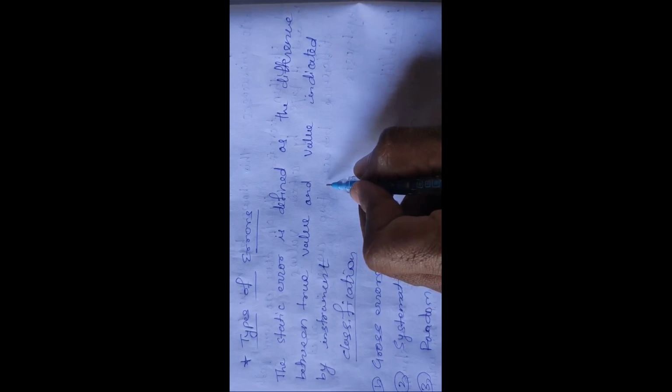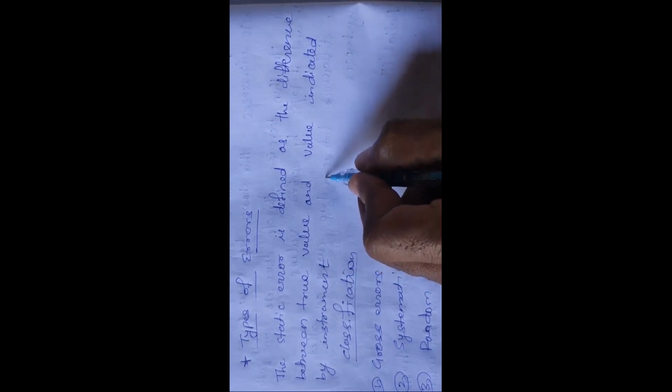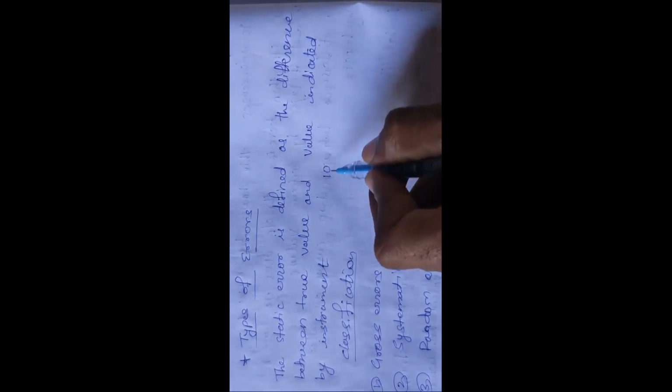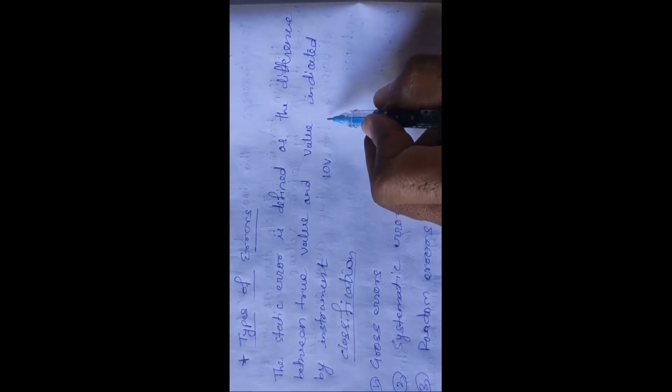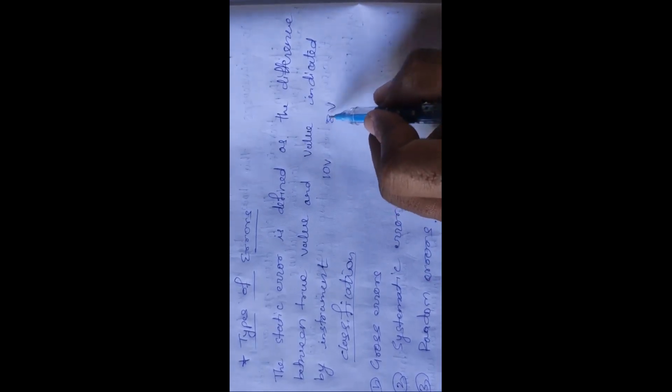The static error is defined as the difference between the true value and the value indicated by the instrument. For example, if your true value is 10 volts, but the measuring instrument reads 8 volts, the error will be 2 volts. That is a static error.